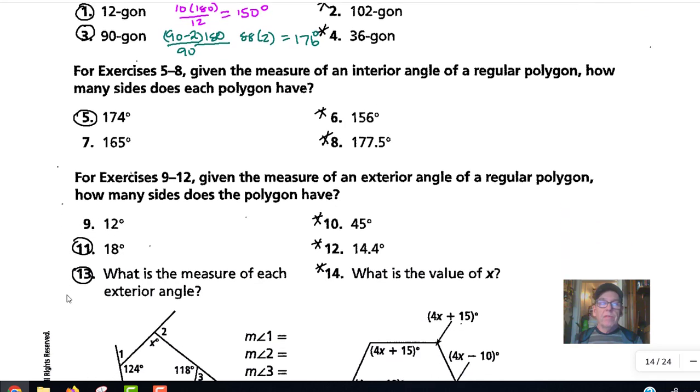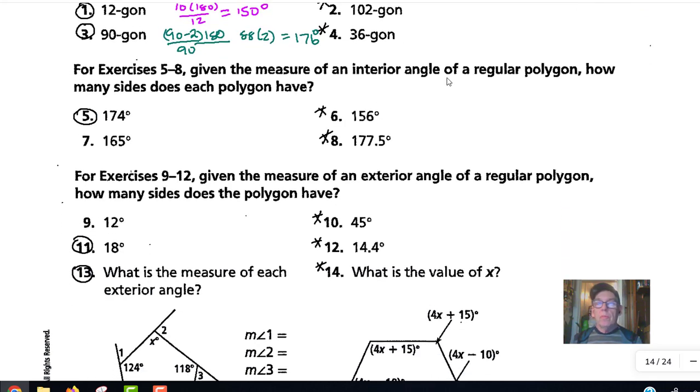Okay, let's look at number 5. Here we get the measure of the inside angle of a regular polygon. So this n minus 2 times 180 divided by n came out to be 174. So we have to figure out what would make it work out. Multiply both sides by n and then distribute on this side. So 180n take away 360 is equal to 174n. So I multiplied by n and then used the distributive property.